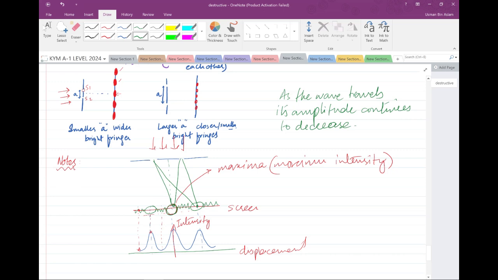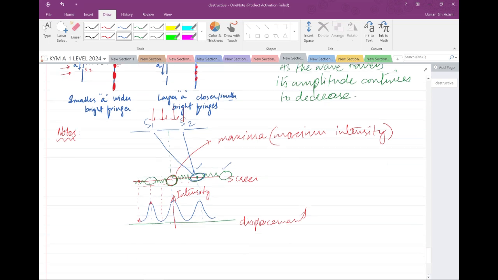But for the maximas that are formed away from the center, the waves reaching those maximas have traveled a further distance. Let's say for this maxima, the waves coming from S1 and from S2 have traveled a further distance as compared to the central position. So their amplitude may have decreased a little more than at the central position. So the maxima formed away from the center are going to have slightly less intensity. They are going to be slightly less bright.